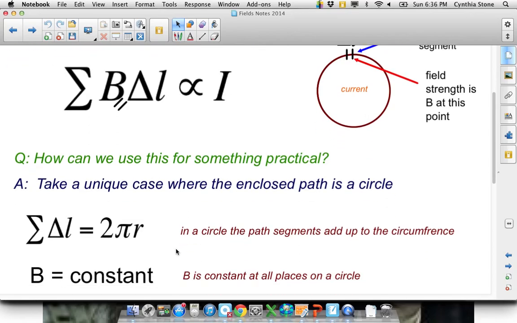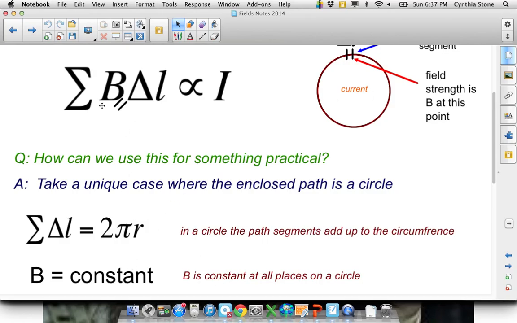The second thing I can say is that if you have a circle, with everything equidistant from the center, B is going to be constant at any one point. If I measured B here, at least the magnitude of B, it would be the same here, as here, as here. So that means that B is a constant.